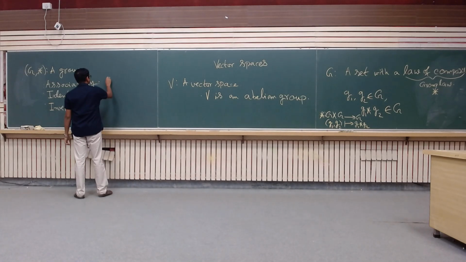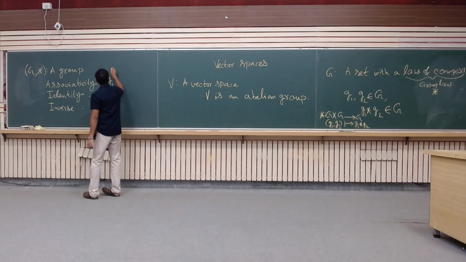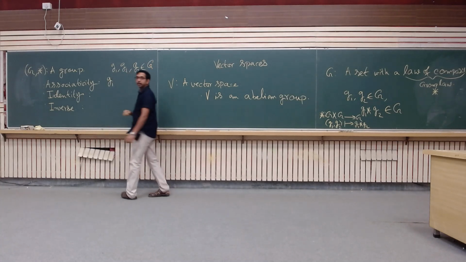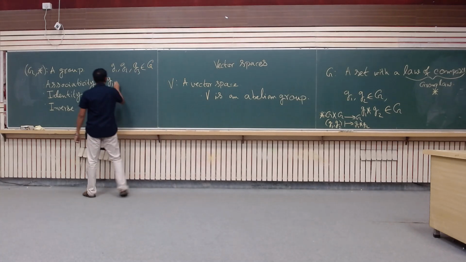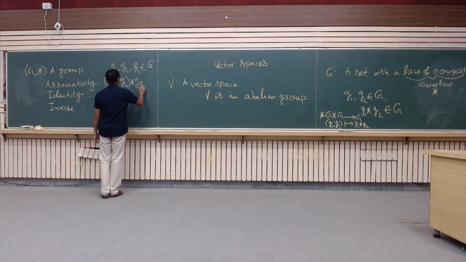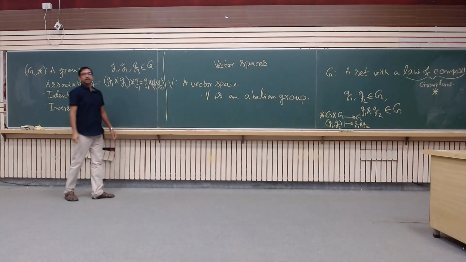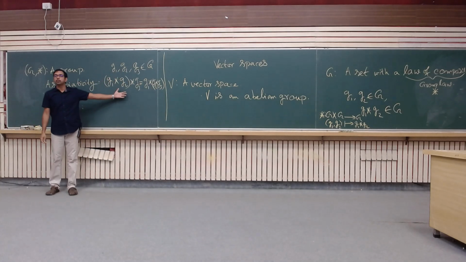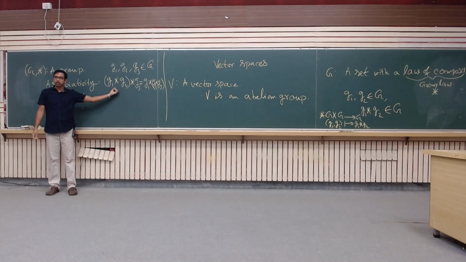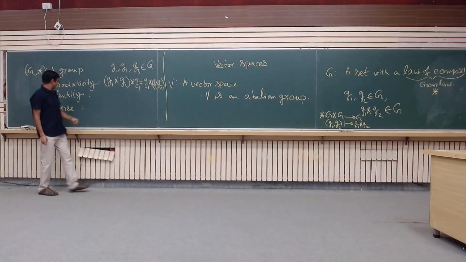Associativity is quite simple to see. Suppose G1, G2, and G3 are elements of your group G. Then (G1 star G2) star G3 is the same as G1 star (G2 star G3). That is, it doesn't matter in which way you compose three elements, whether you do this first or this one first, you always get the same outcome in G.